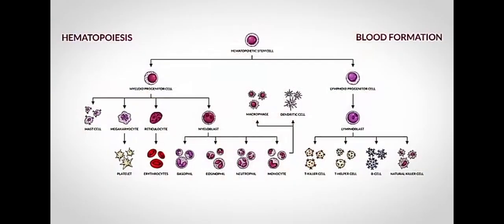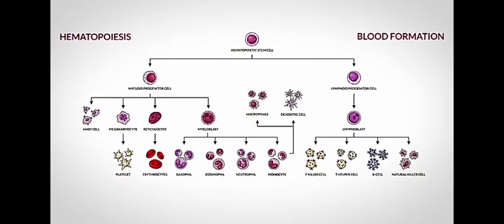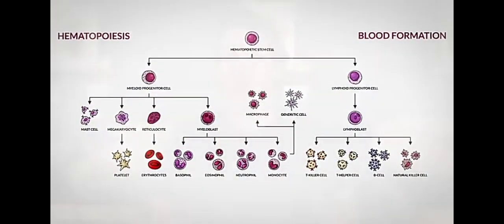And this process of producing blood cells is referred to as hematopoiesis. The red blood cells are by far the most numerous, so we'll spend a little bit more time on them.